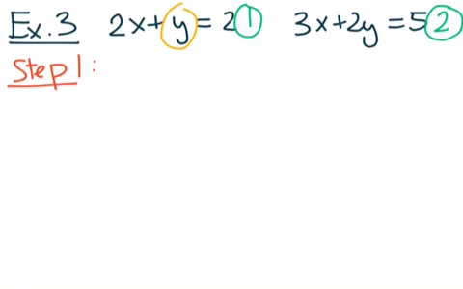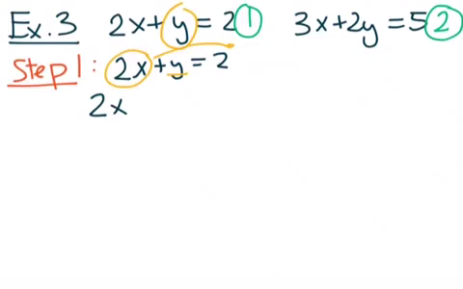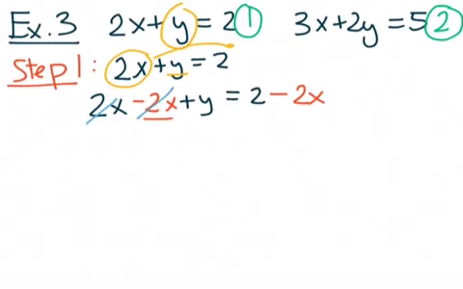We're going to isolate for the easiest variable, which we know is in equation number 1. So let's rewrite equation number 1: 2x plus y equals 2. We're going to isolate for y, so this 2x has got to move to the other side. To get rid of positive 2x, we're just going to subtract 2x. Whatever we do on the left, we've got to do on the right. So minus 2x on both sides. On the left-hand side, plus 2x minus 2x cancel each other out, and we're left with y equals 2 minus 2x.